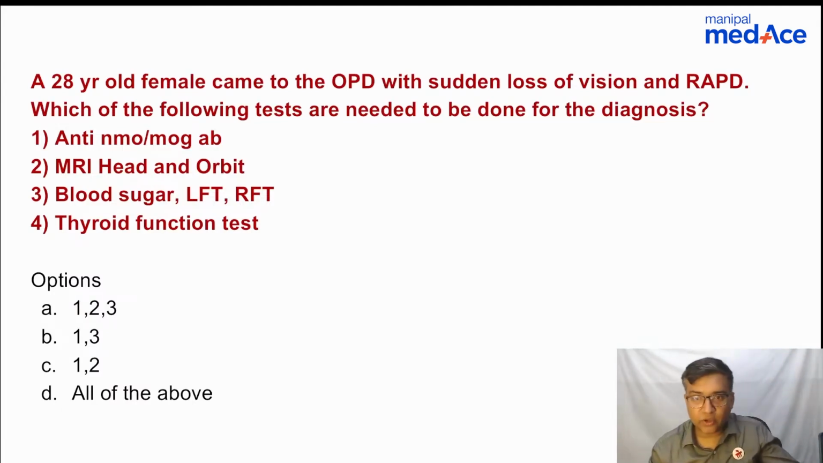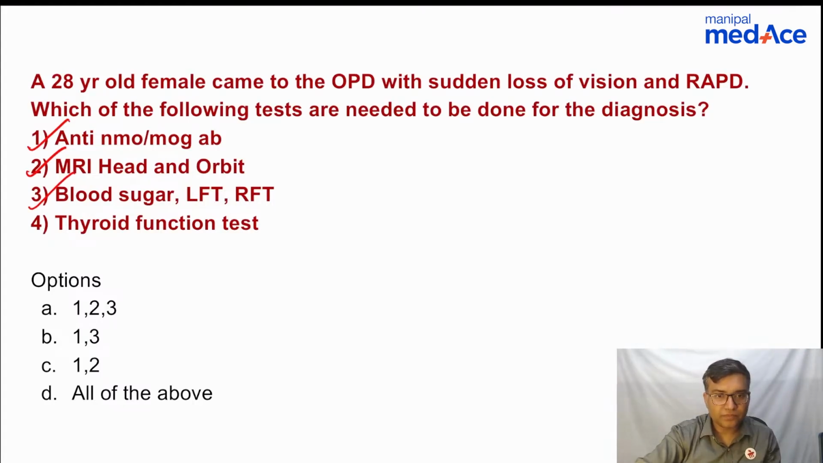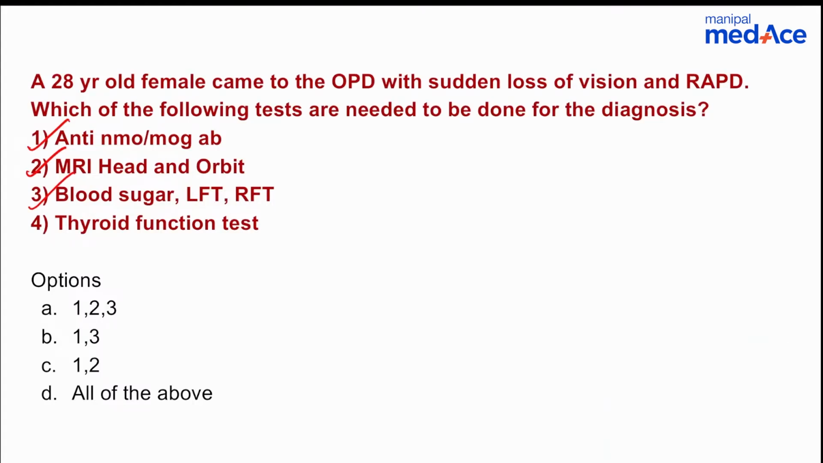So, definitely very good, Saurav. We would basically do an anti-NMO antibody, MRI head and orbit, and blood sugar, LFT, and RFT here. So, what is the diagnosis here? Can you tell me? So, the diagnosis here would be optic neuritis.